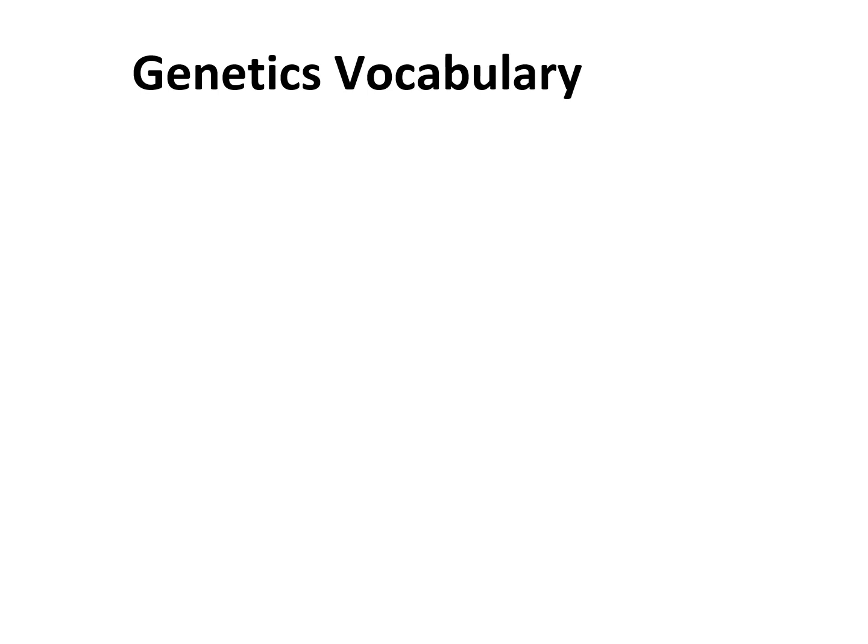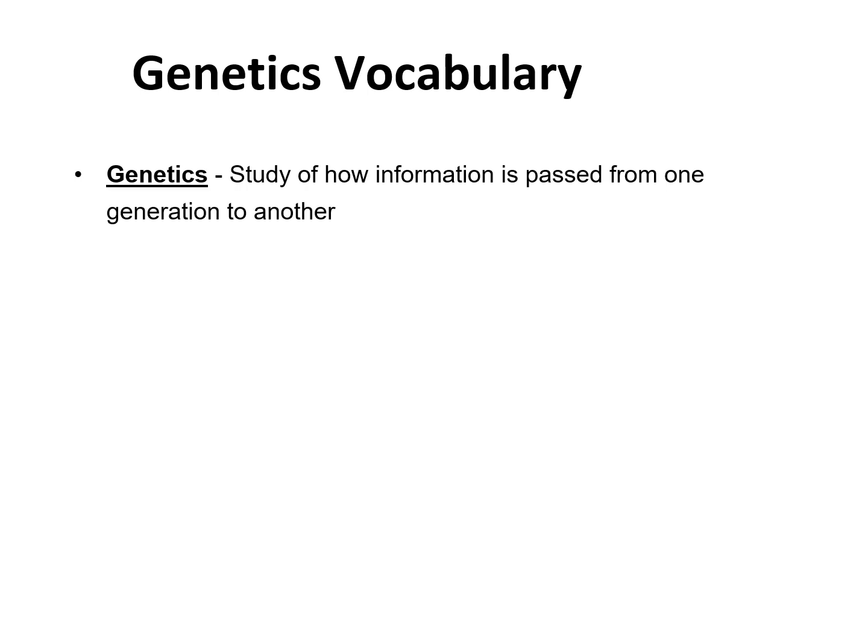When doing problems with genetics, it's really important to understand certain vocabulary terms. So the first one we'll go through is genetics, and as I said before, this is the study of how information is passed from one generation to another. So of course, now we know that the form of this information is DNA. But back in the 1800s, Gregor Mendel had no idea. They didn't know what DNA was.